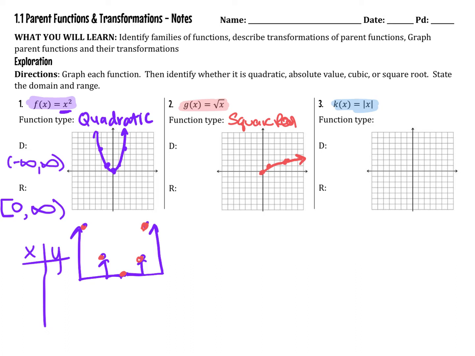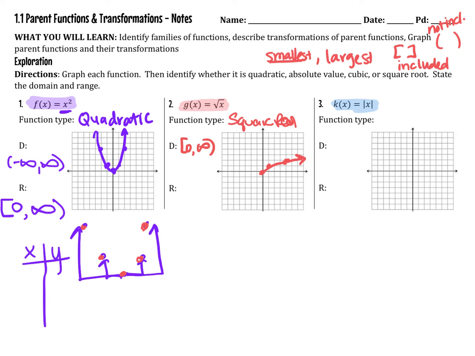The smallest number that we're allowed to plug in then is 0, and 0 is allowed to be plugged in, so it's that square bracket, and we are going to the right forever, so that's going to be infinity. So again, with our interval notation, we're looking smallest, comma, largest, whether we're talking about X or Y. The square brackets would mean that that number is included, and the parentheses would mean that that number is not included.